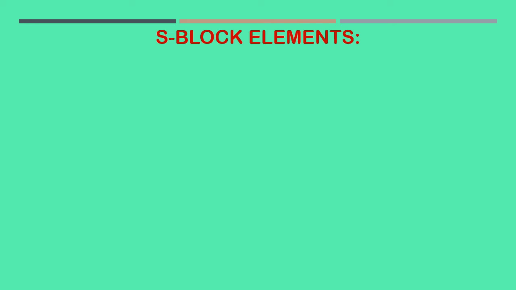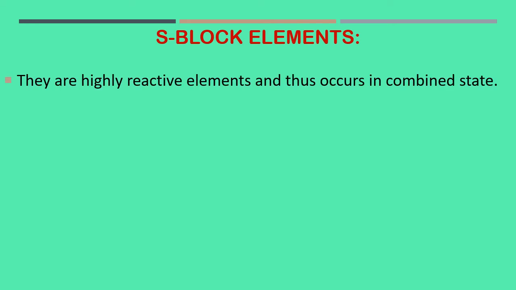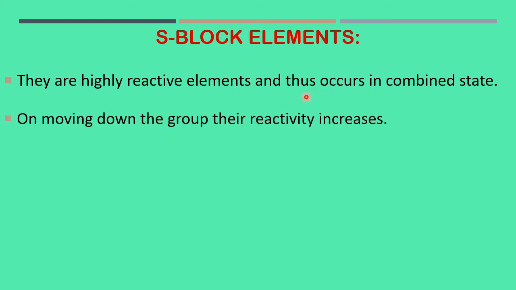First, the s block. They are highly reactive elements. Why? Because they donate electrons easily. Because of this reactivity, they occur in the combined state, not in the free state. Reactivity increases from top to bottom. Why? Size increases, so the electron goes far away. They are easy donors, so they easily donate electrons and become part of the reaction. That's why they are more reactive from top to bottom.